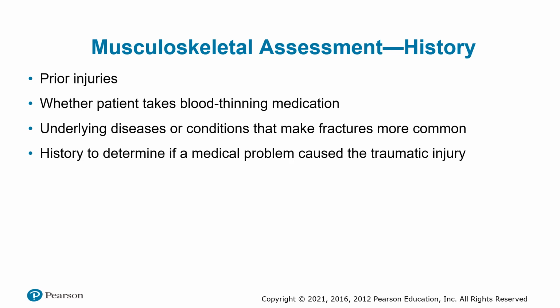We want to look at any kind of underlying conditions or diseases that make fractures more common, like osteoporosis, those type of things. History to determine if a medical problem caused the traumatic injury. So maybe they fell and they broke a hip. Okay, why did they fall? Did they trip, or were they dizzy, lightheaded? Did they pass out? Have a syncopal episode before they fell? Those are the things that we need to know.